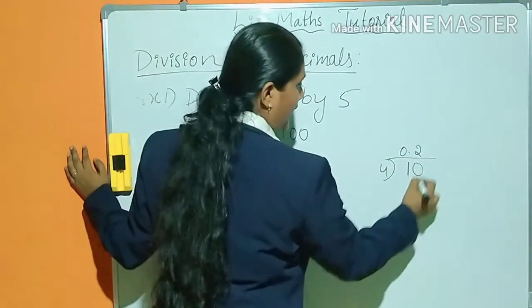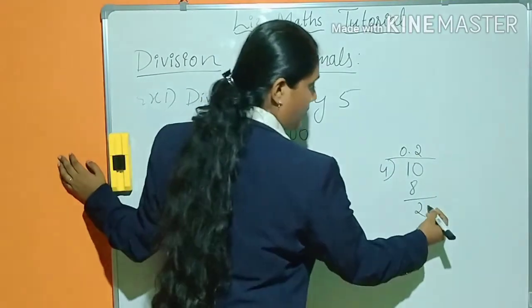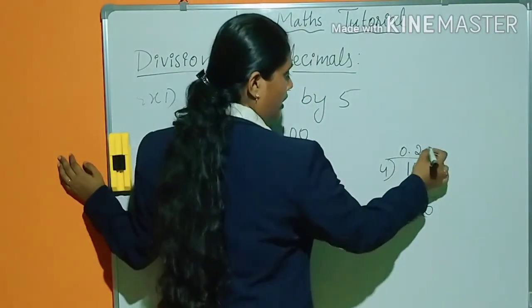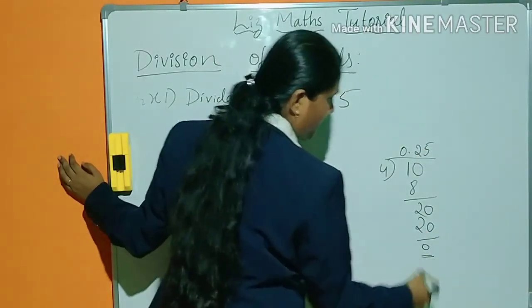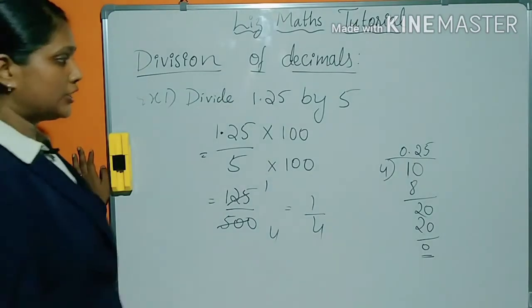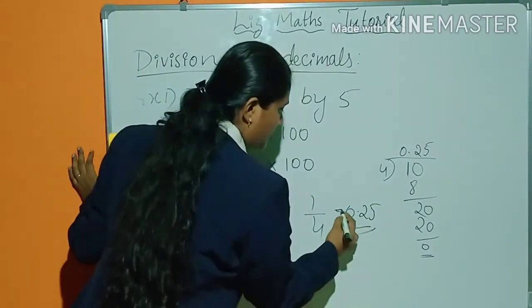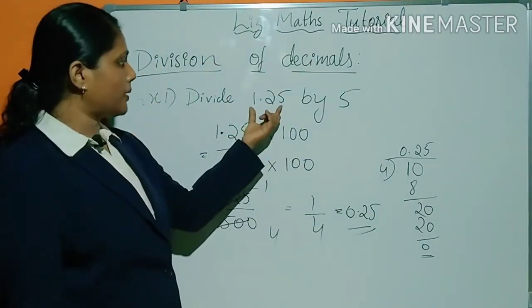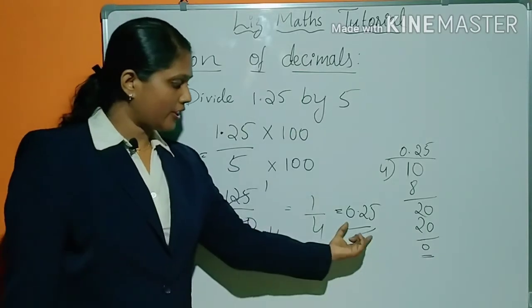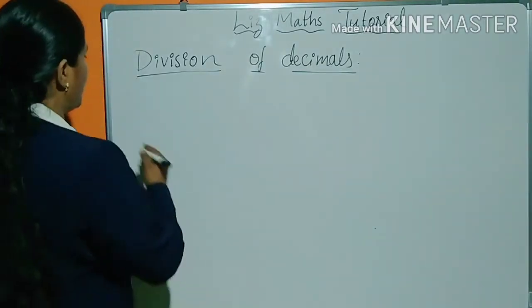4, 2s are 8 and 2 is remaining here, and you can take here 0, 4, 5s are 20. So here you got 0.25 as the final answer, as a decimal point, isn't it? This is a decimal value. When you are dividing 1.25 by 5, you are getting 0.25 as the answer. Move on to the second example.